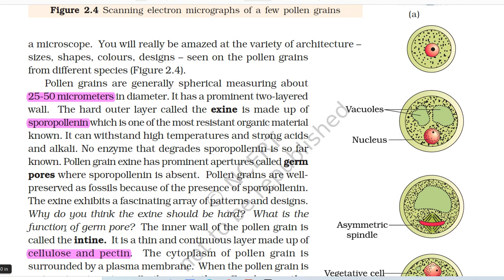Pollen grain exine has prominent apertures called germ pores where sporopollenin is absent. Pollen grains are well preserved as fossils because of the presence of sporopollenin. The exine exhibits a fascinating array of patterns and designs. Why do you think the exine should be hard? What is the function of germ pore?